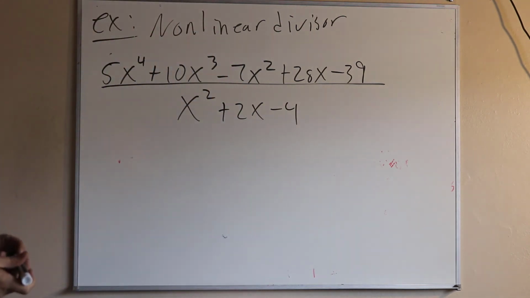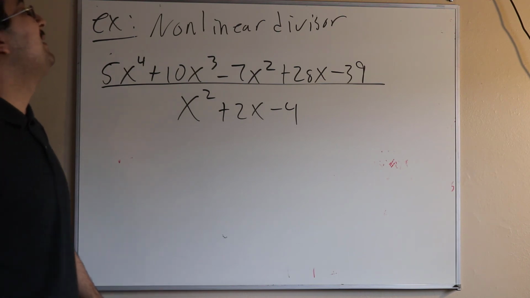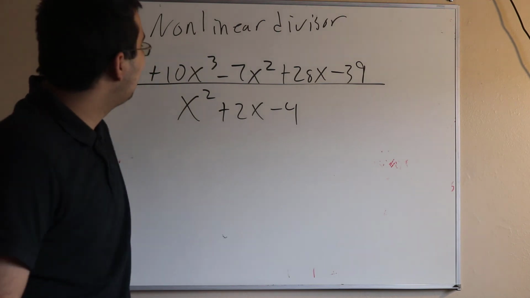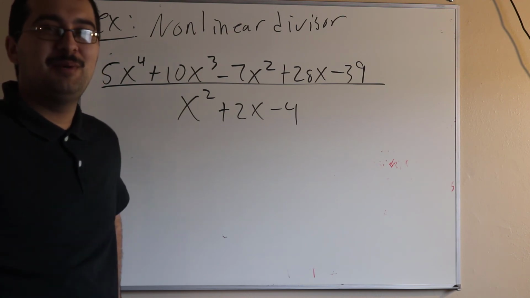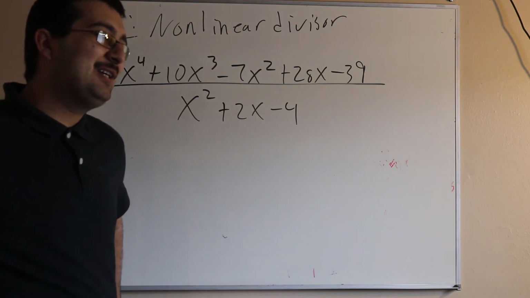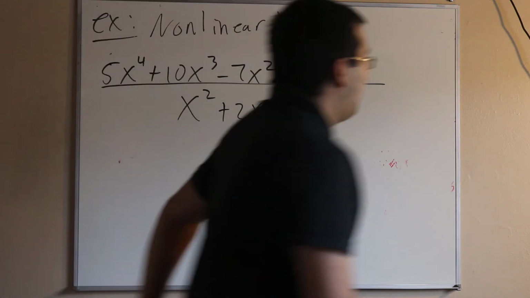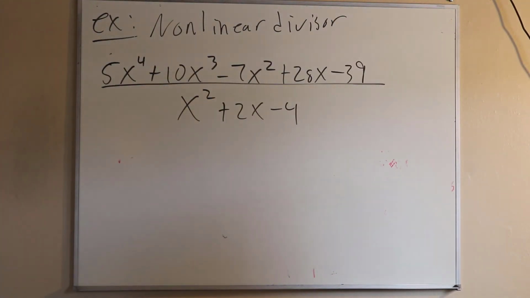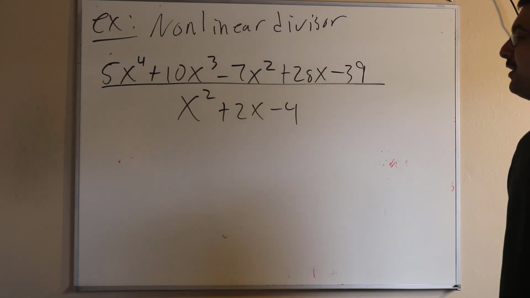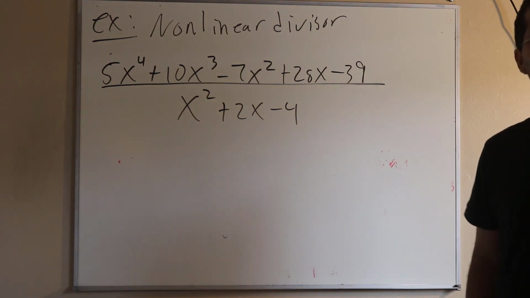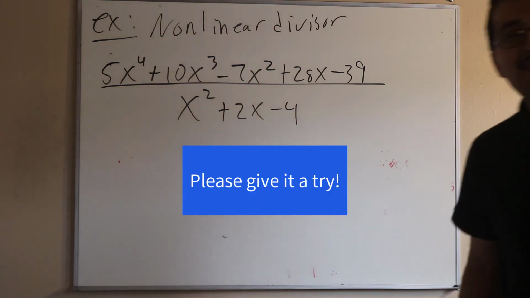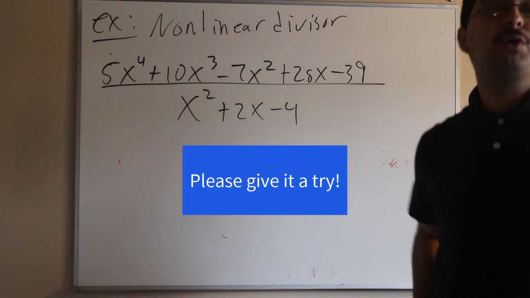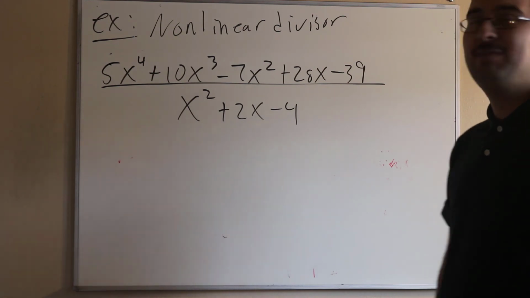Okay, so here's our next example. 5x to the 4th plus 10x cubed minus 7x squared plus 28x minus 39, all divided by x squared plus 2x minus 4. Now that's really long, and I'm tired, so it's your guys' turn. Go ahead and work through this example and see what you get. So go ahead and pause the video now, work through this example, see what you get, and after you unpause, we'll go ahead and compare our answers.